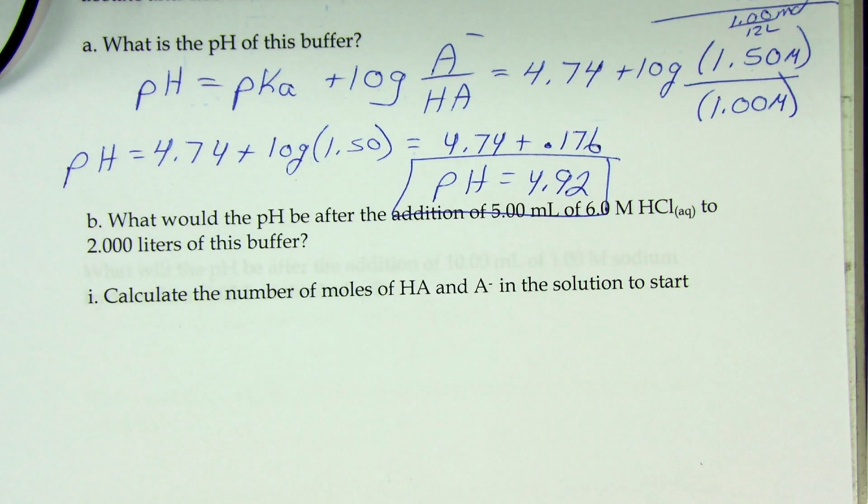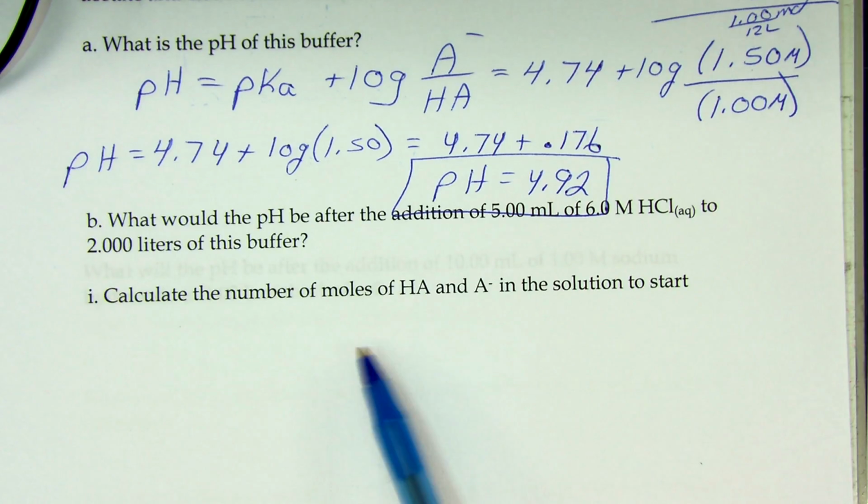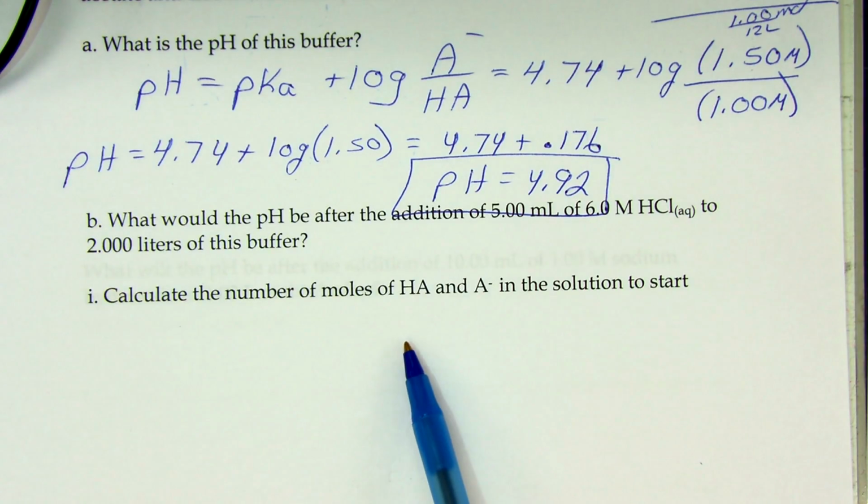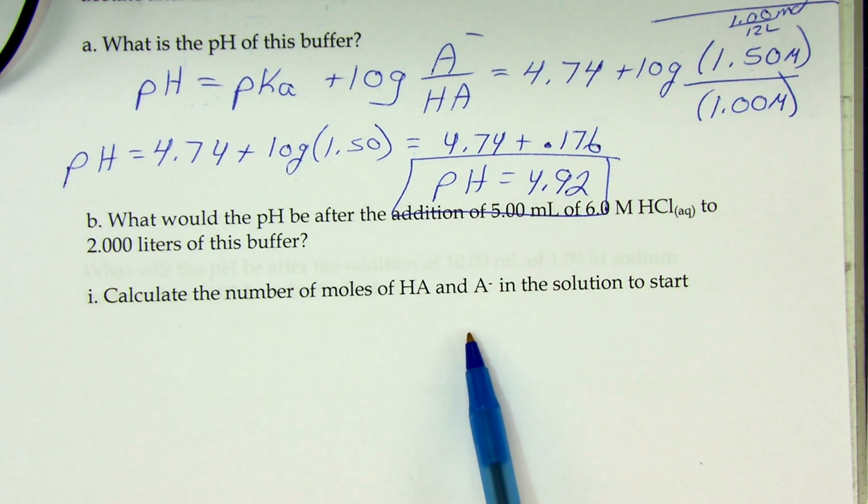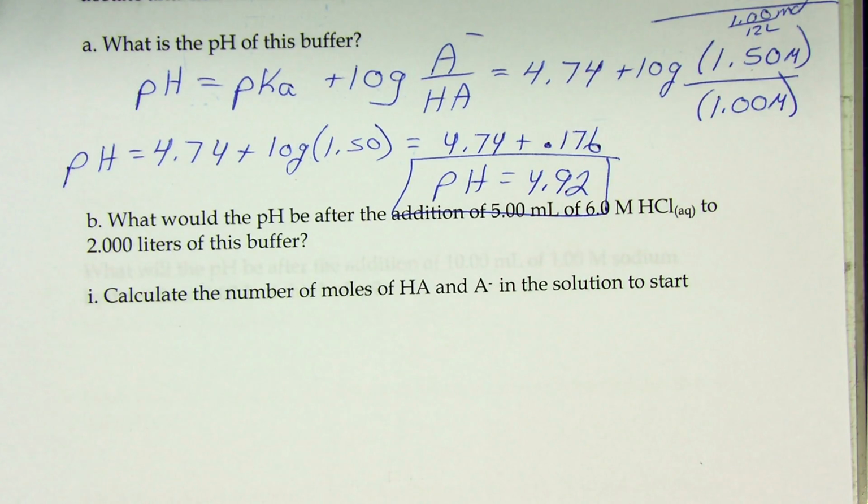So we have to go through a series of steps. We start by finding the number of moles of the acid and the conjugate base that are in the solution. Then we calculate how much strong acid or loose hydrogen ion is added, and then we can find the pH. So we start off saying first thing we're going to do is find the moles of HA and A minus in my solution to start.